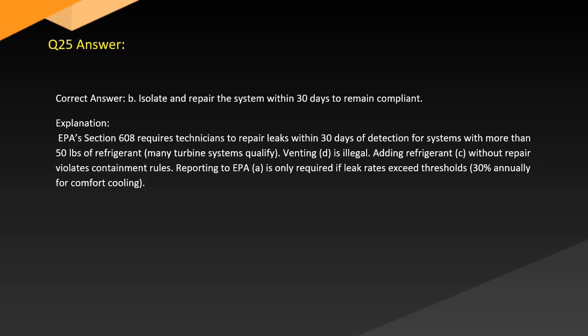Answer. Correct answer: B. Isolate and repair the system within 30 days to remain compliant. Explanation. EPA Section 608 requires technicians to repair leaks within 30 days of detection for systems with more than 50 pounds of refrigerant. Many turbine systems qualify. Venting (D) is illegal. Adding refrigerant (C) without repair violates containment rules. Reporting to EPA (A) is only required if leak rates exceed thresholds, 30% annually for comfort cooling.